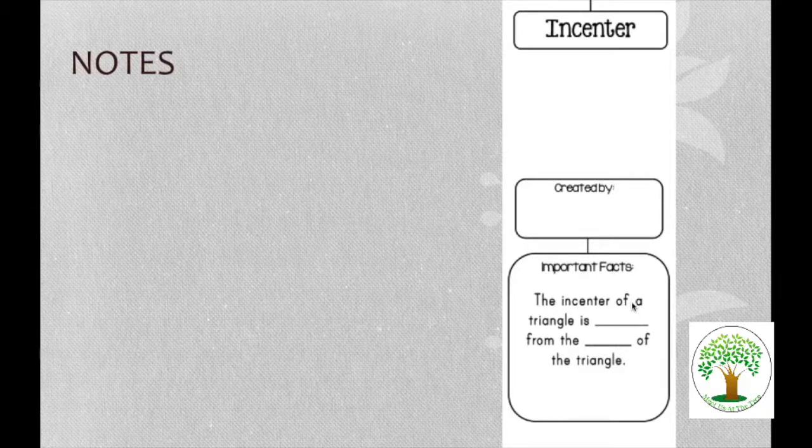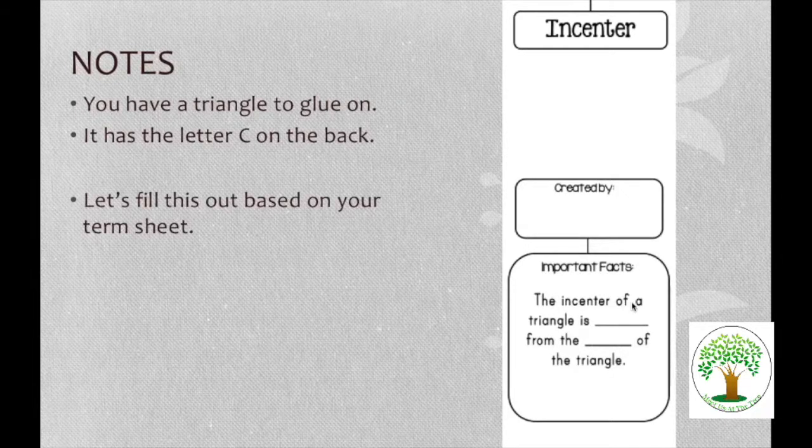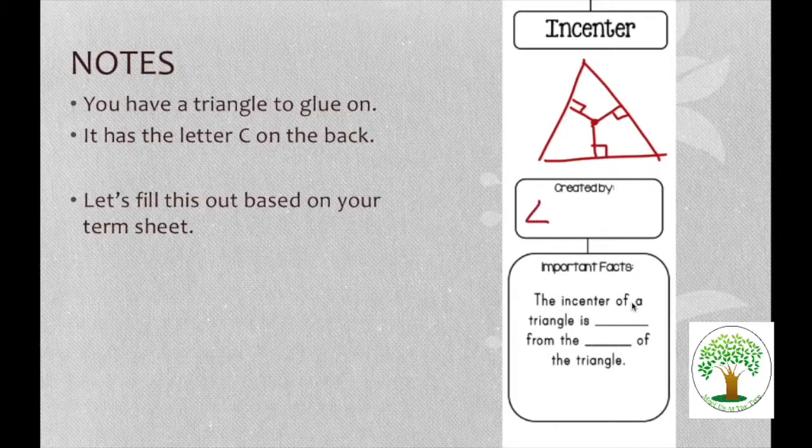How did we create that in-center? What was it created by? Angle bisectors. Angle bisectors, that is correct. So you had, by the way, your little triangle up here. No, that's perpendicular bisectors in the other one. This was created by angle bisectors. Your in-center is created by your angle bisectors.